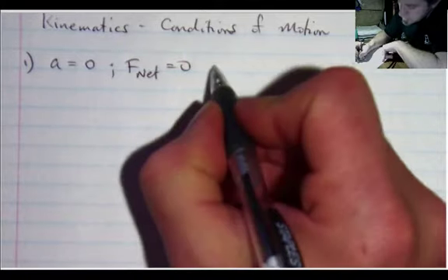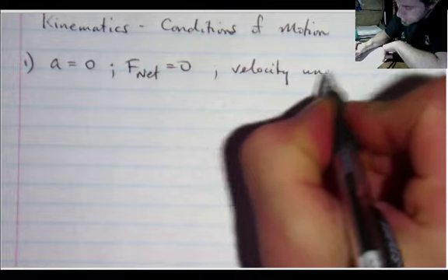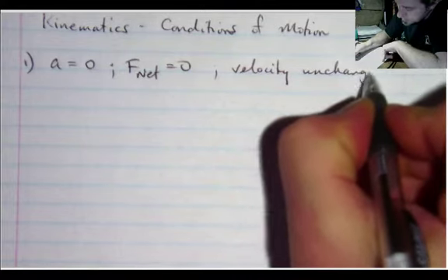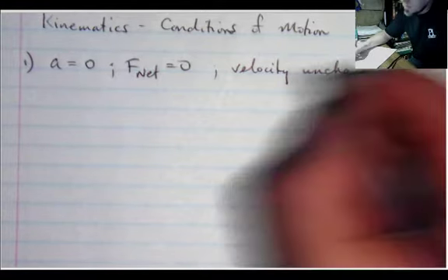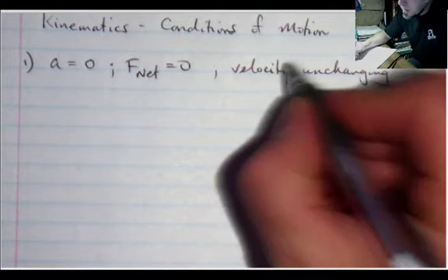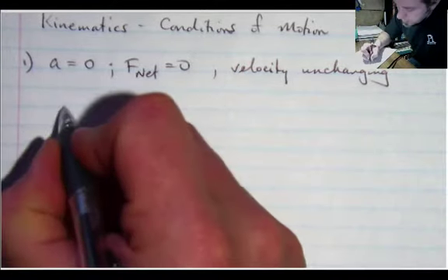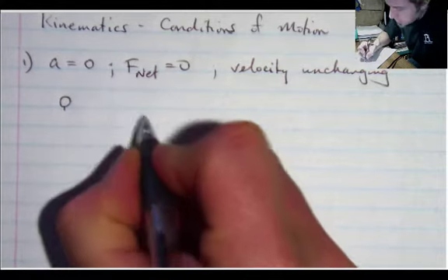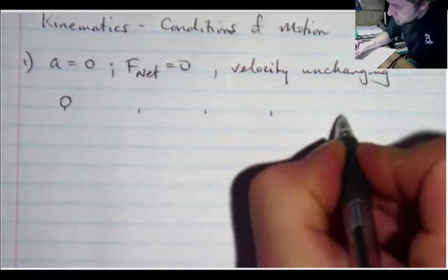In a situation such as this, the velocity is unchanging, meaning if it is 0 meters per second, it stays at 0 meters per second. If it is 50 meters per second, it stays at 50 meters per second. In which case, if I was going to draw this object, then for equal amounts of time, the object will cover equal amounts of distance.